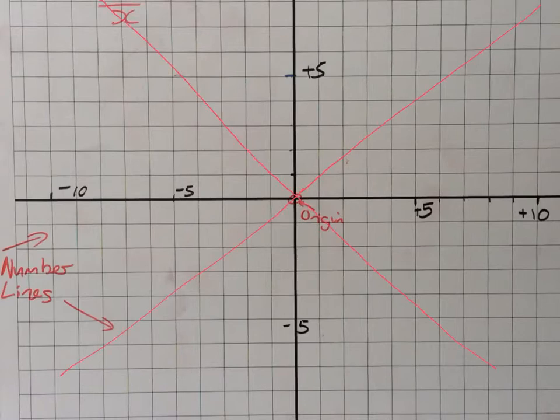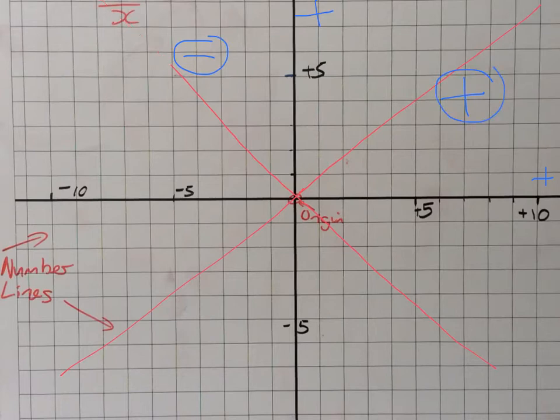So, taking this as an example, this line here will always be positive. The way to remember is you've got positive x, positive y. This side will always be a negative gradient. So when we're working out gradients, it's very important to be able to identify this.